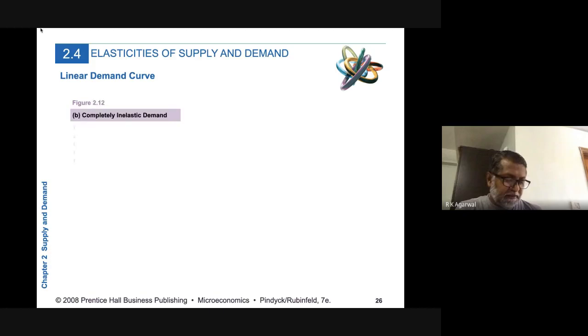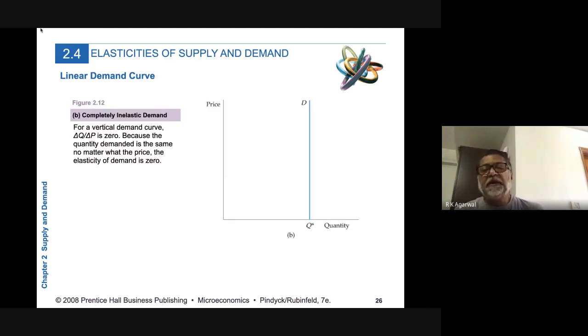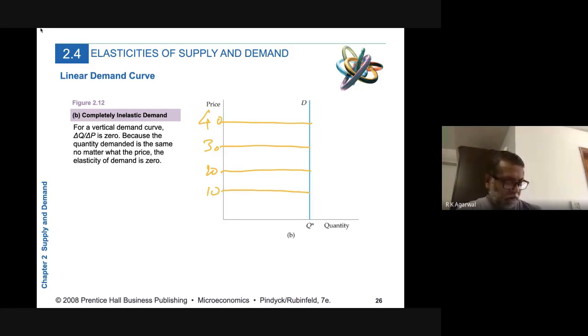So this is the demand curve. It is vertically straight. What does this mean? It means that even if you change the price from 10 rupees to 20 rupees to 30 rupees to 40 rupees, whatever you do to price, quantity will not change. It will remain at Q star. So that means change in quantity is zero, even if change in price is not zero. So zero divided by anything is zero, and therefore, elasticity of demand is zero.